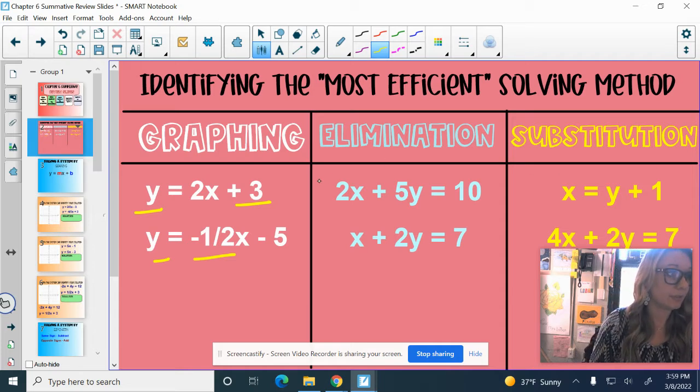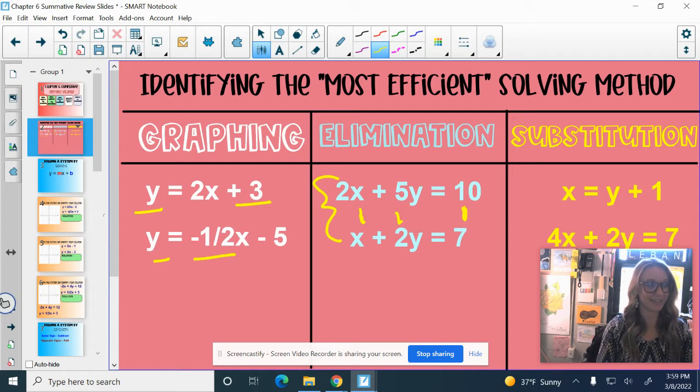If you see a system that looks like this in the light blue, do you see how you've got the x's and the y's stacked on top of each other and then your regular numbers? Your most efficient solving method is going to be elimination. We've talked about this, where these equations are in standard form.